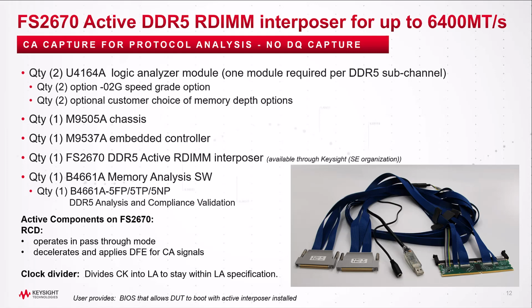The active components on the FS2670 include an RCD, which operates in pass-through mode and decelerates and applies DFE for the CA signals and chip select. There's a clock divider, which divides the clock into the logic analyzer so that the clock input stays within the logic analyzer specification. For this active interposer, the user needs to provide a BIOS that allows the device under test to boot with the active interposer installed. Contact your Keysight rep or Future Plus for further details.